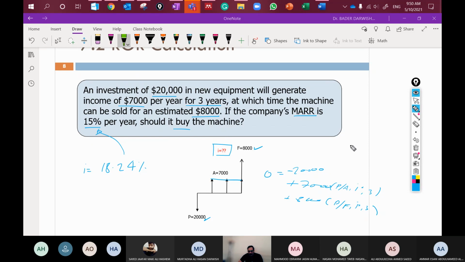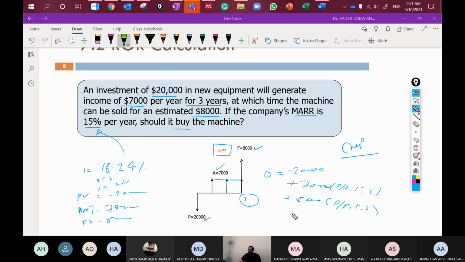Now guys, don't forget, I can use the compound. Because I have the A, I have the F and the P. So you put them as they are for compound. When you go to the PV, you put minus 20,000, and the PMT, you're gonna put 7,000 as it is. The future value is 8,000. Why? Because the N is 3. You're gonna have a problem. So when you go to the I, you're gonna put solve.